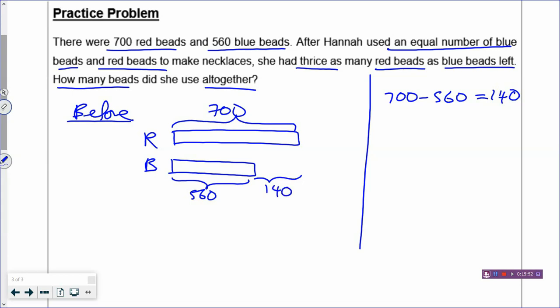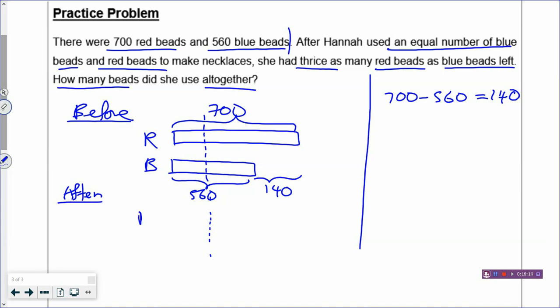Now Hannah used an equal number of red and blue. Alright, so take your ruler or use your freehand and just dotted line, cut out equal parts. And not only cut out, you may want to extend. So that's where you're going to draw the after model. Alright, starting from the dotted line. So your after model will look something like this.